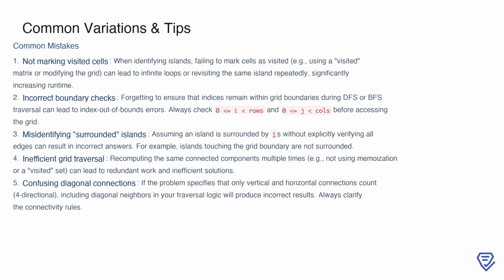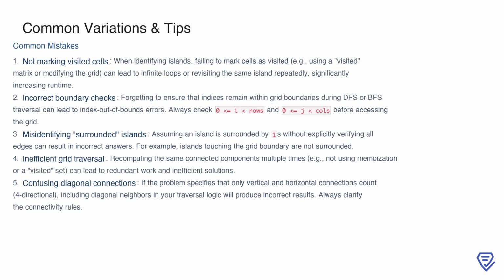Another frequent issue is misidentifying surrounded islands. Remember, an island that touches the grid boundary is not closed, so you must explicitly check all edges to ensure the island is fully surrounded. Inefficient grid traversal is another pitfall. Recomputing connected components without memoization or a proper visited mechanism can lead to redundant work.